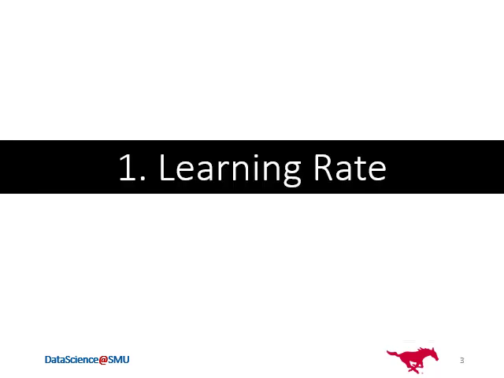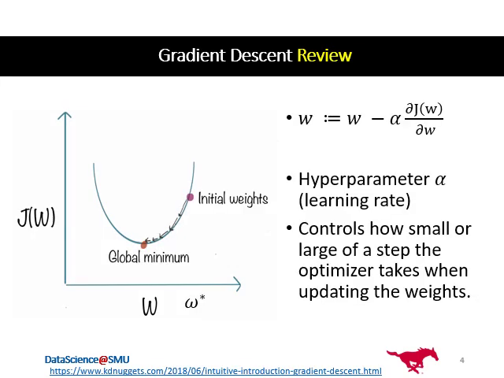Alright, with that, let's move on to the first topic, which is learning rate. To understand learning rate, we need to first understand gradient descent. Gradient descent is an optimization algorithm that is used to find the global minima of any function with respect to its inputs.